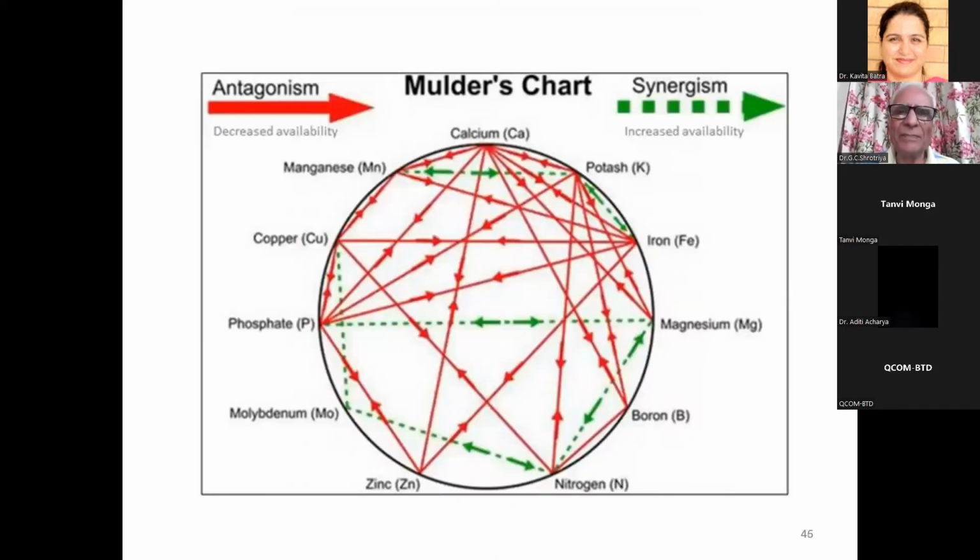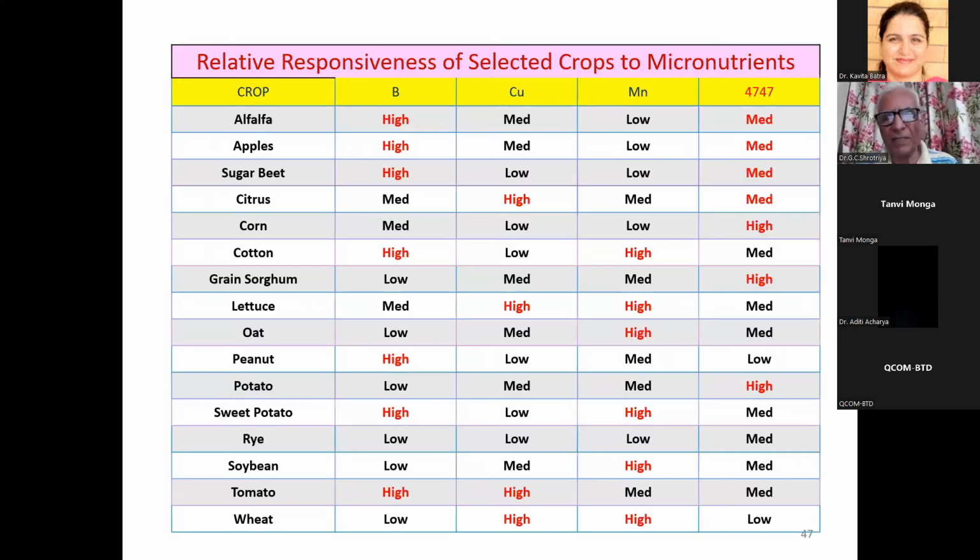Next, please. There are certain synergism and antagonism in these nutrients. If you apply more phosphorus, you might find zinc deficiency. If you apply more zinc, you might find iron deficiency. Like this, if you are applying more phosphorus, potash deficiency is there. So there is a synergy and there is an antagonism. So green dotted lines indicate synergy, and antagonism is depicted by red lines. So this is how it is. So we have to have a balance, neither more nor less, adequate.